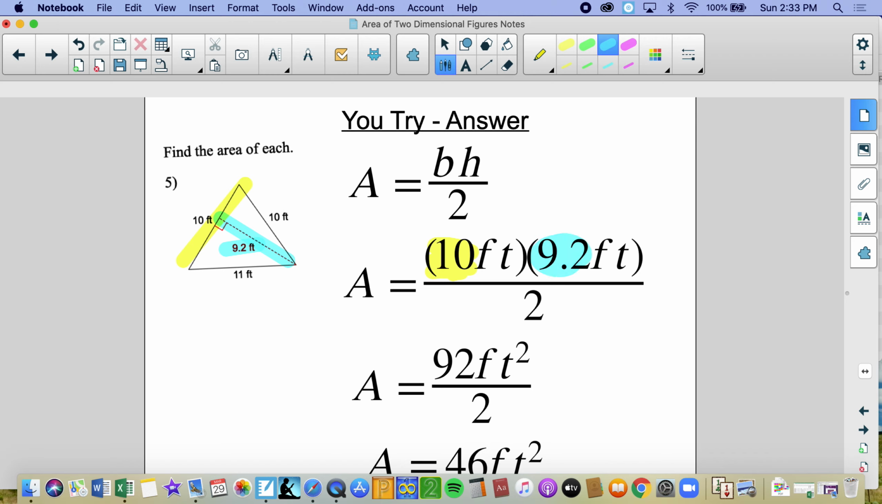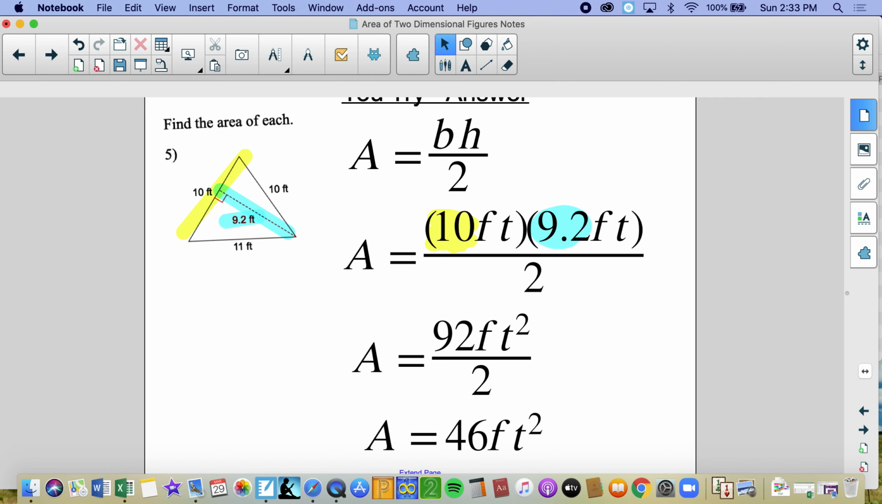So we'll plug that in for base and height, and our units are feet. So 10 times 9.2 gives me 92 feet times feet. Notice that I'm still multiplying the two units to give me feet squared. And then we divide it by 2. 92 divided by 2 is 46. So my answer would be 46 feet squared.